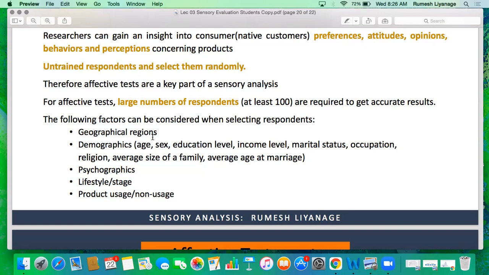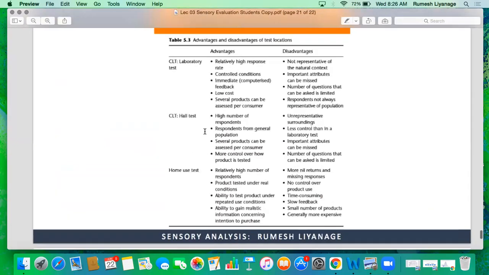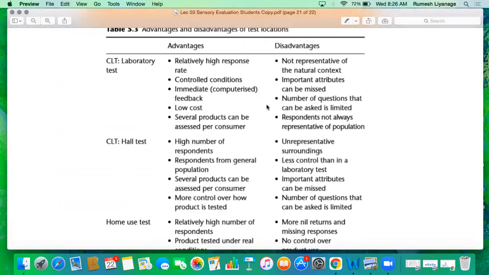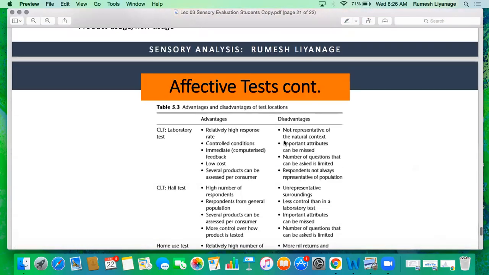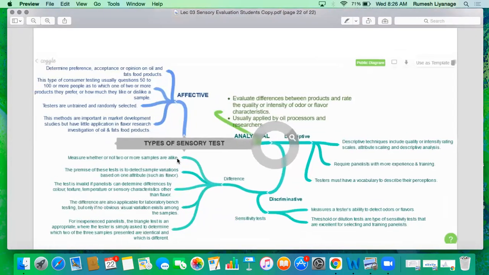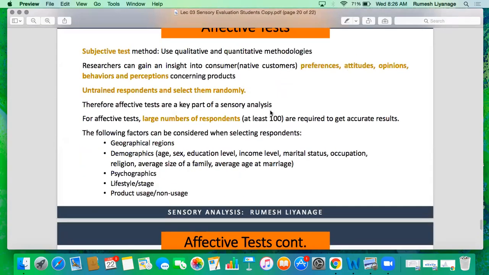And demographics: males and females, their perception levels are different. So each factor should be considered before conducting this type of test method. And affective tests, these are the advantages and disadvantages for a particular test method, and you can read and understand. I am not going to explain. And this is a summary for affective, descriptive, and discriminative test methods. Finally, you can read it and understand. I have already discussed these test methods.